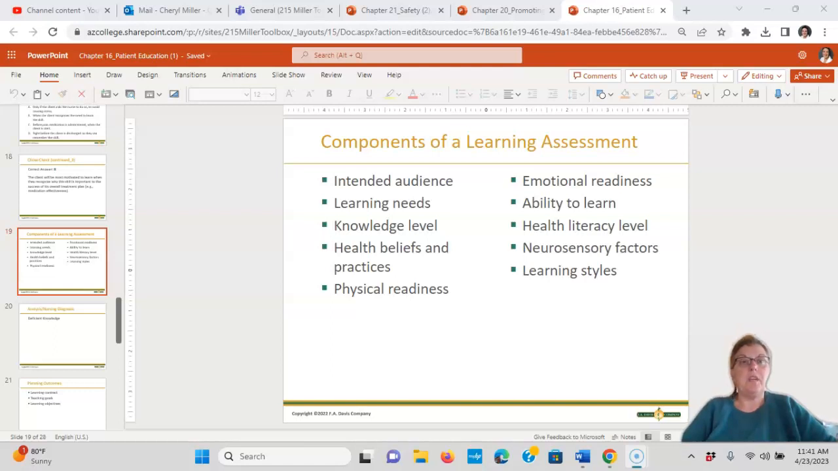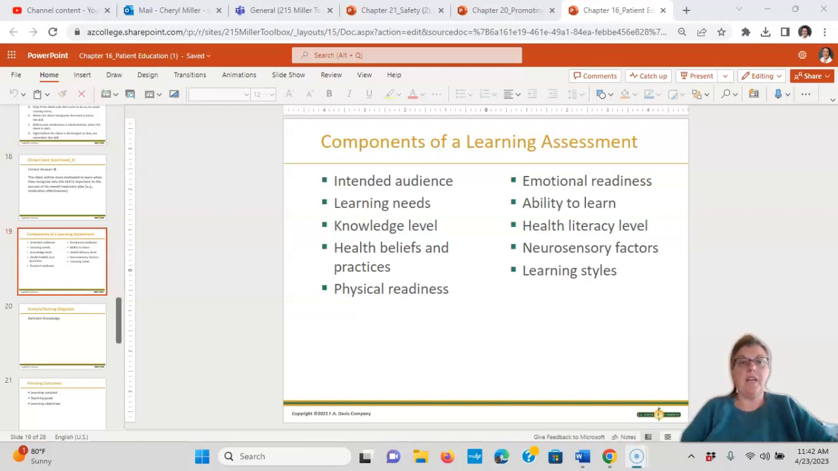Okay, chapter 16, patient education, right where we left off on part one. So when you're doing a needs assessment for learning, you're always looking at who needs to be there, who's going to take care of the patient at home. So that might be the mom, the grandma, the daughter, whoever needs to be there. You would save a lot of time if you had those people there teaching them at the same time so they hear the same message.